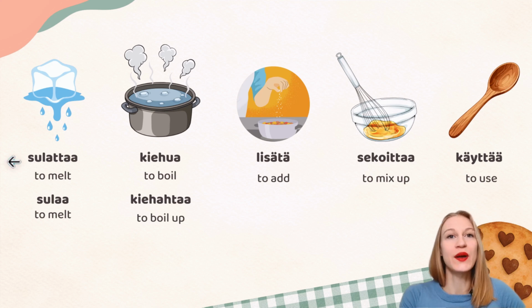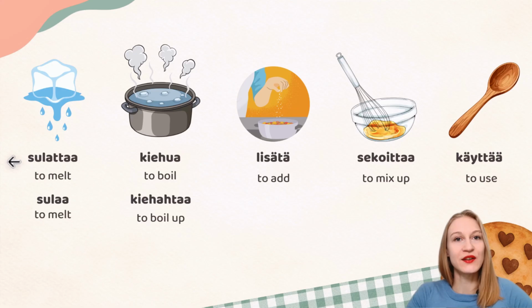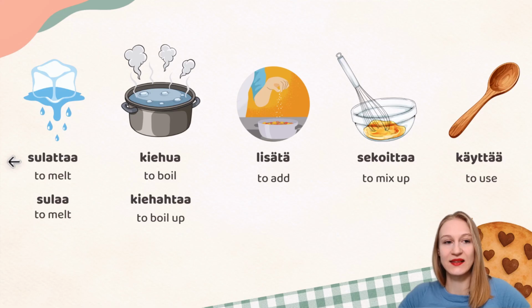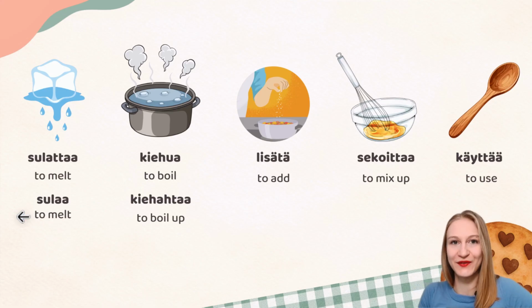In Finnish, we have something called transitive verbs and intransitive verbs. Well, basically all languages have transitive and intransitive verbs, but in Finnish, we often have two different verbs depending on whether the verb has a transitive function or intransitive function in the sentence. Sulattaa is a transitive verb and sulaa is an intransitive verb.